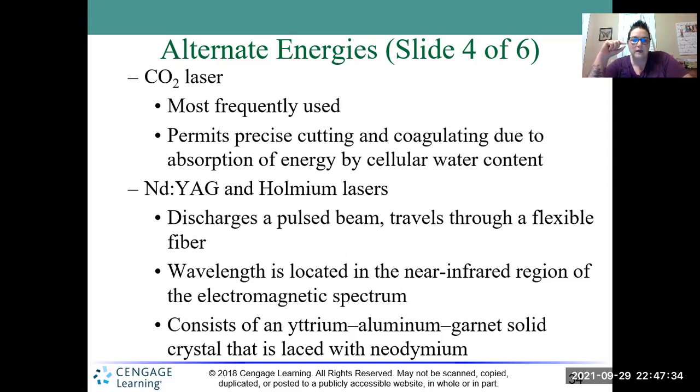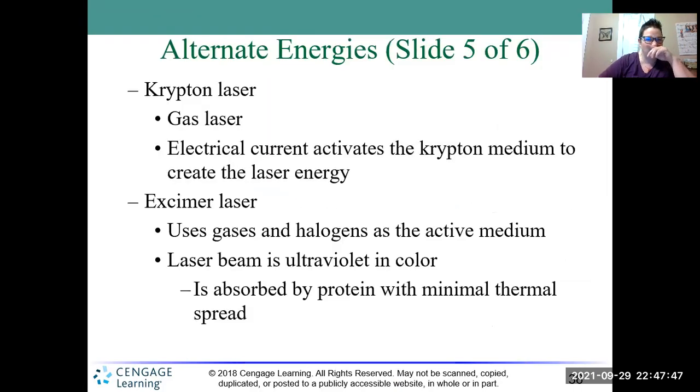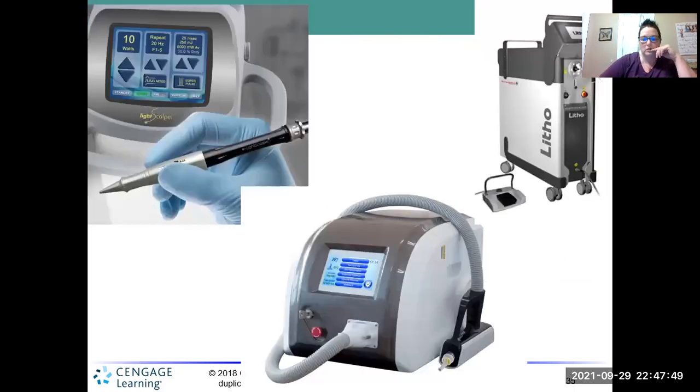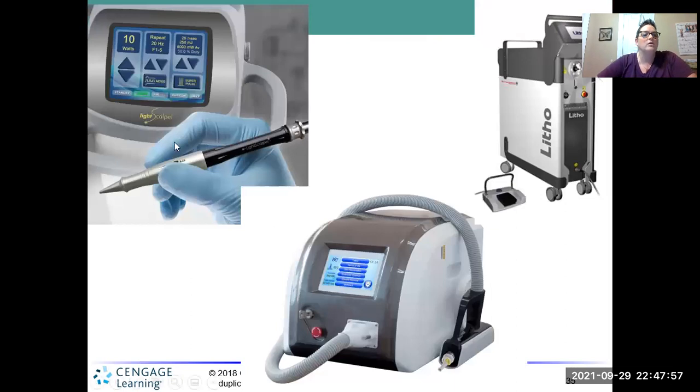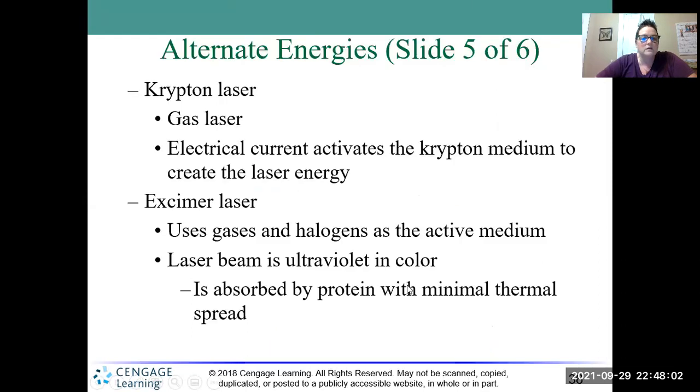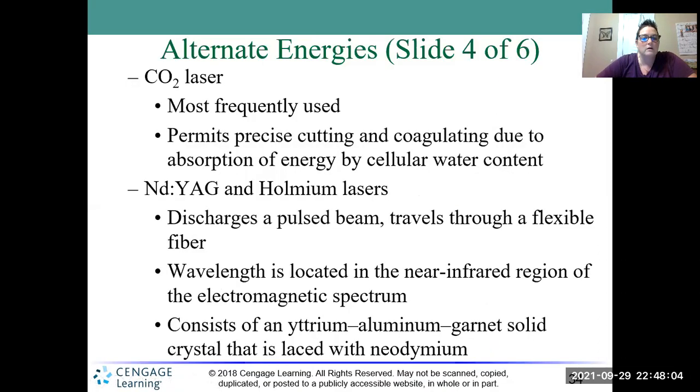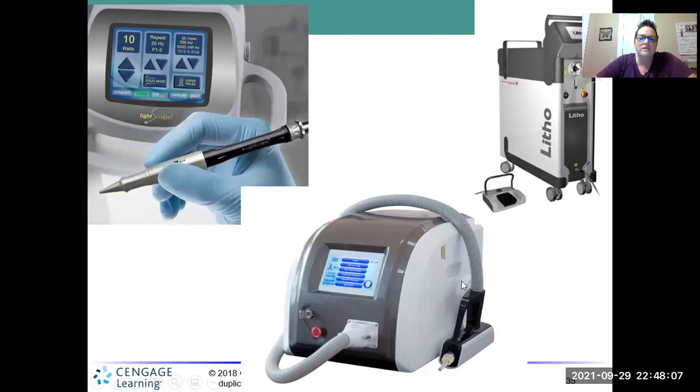Where the Nd:YAG and holmium lasers use a pulse beam. I was going to look and see these here. All right, this is the CO2 laser here in the upper left-hand corner. Sorry. I think this bottom one is the YAG, and then this is the holmium.